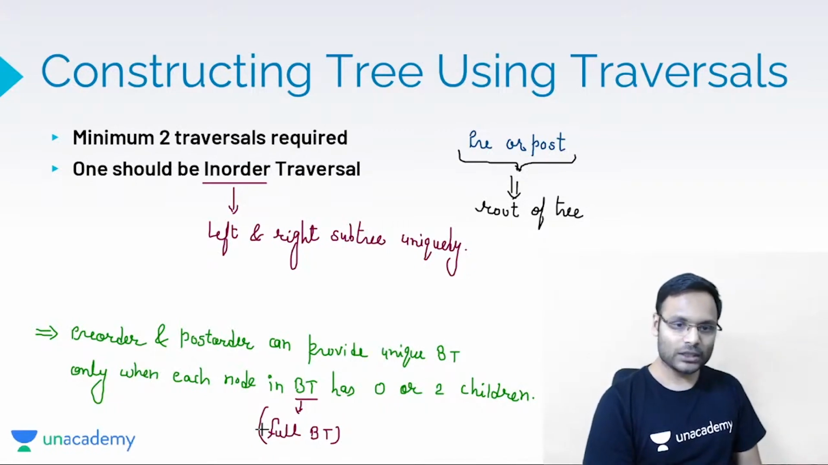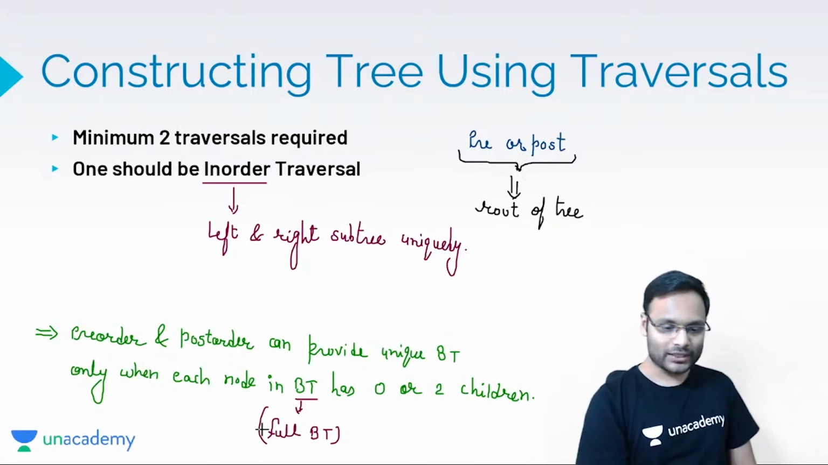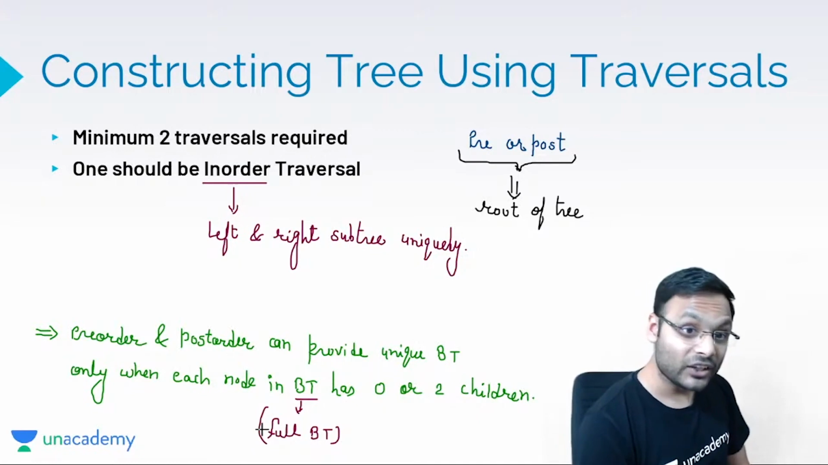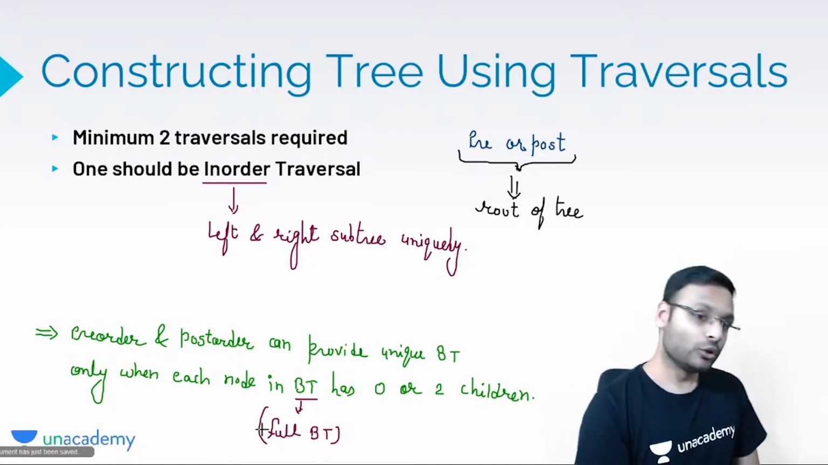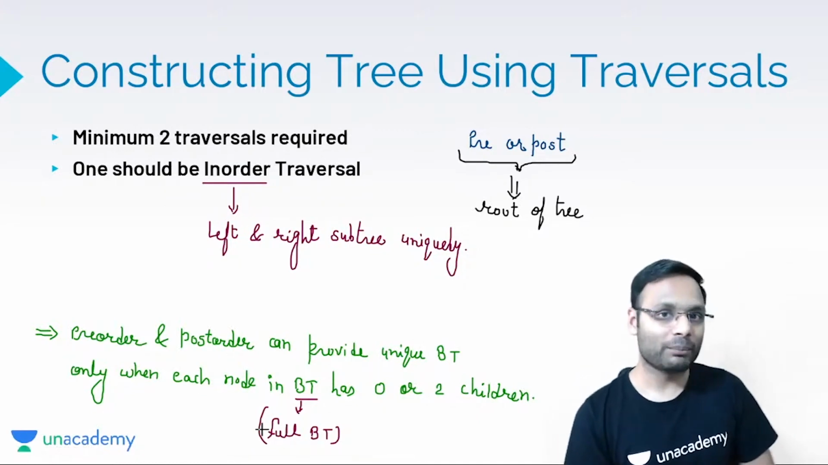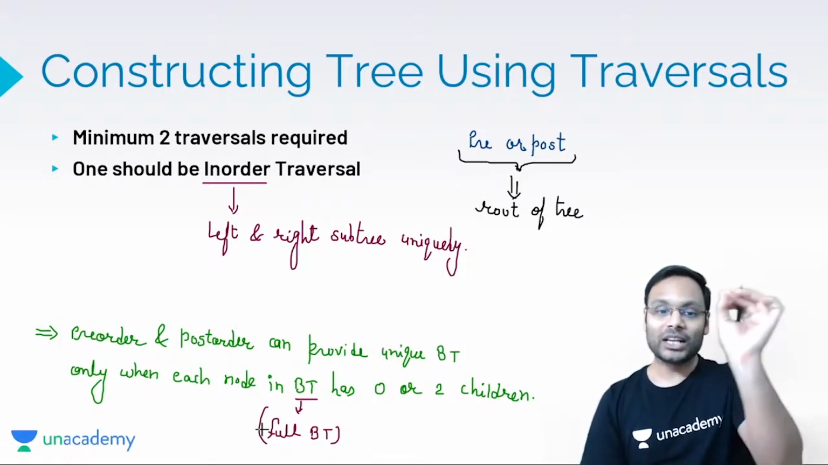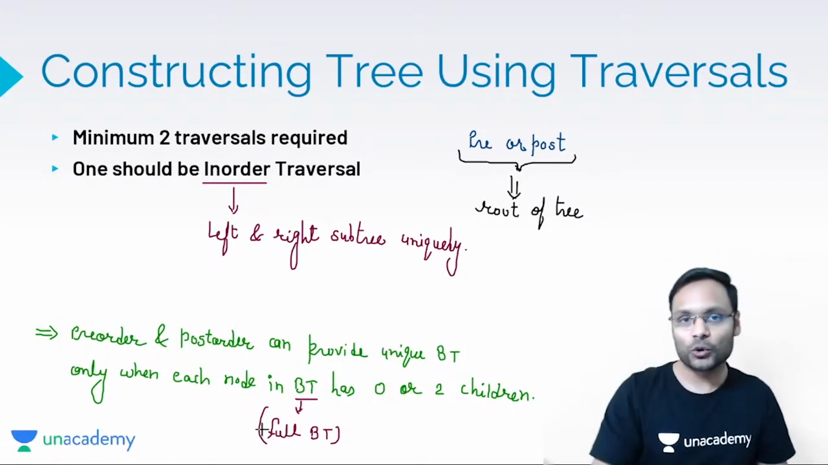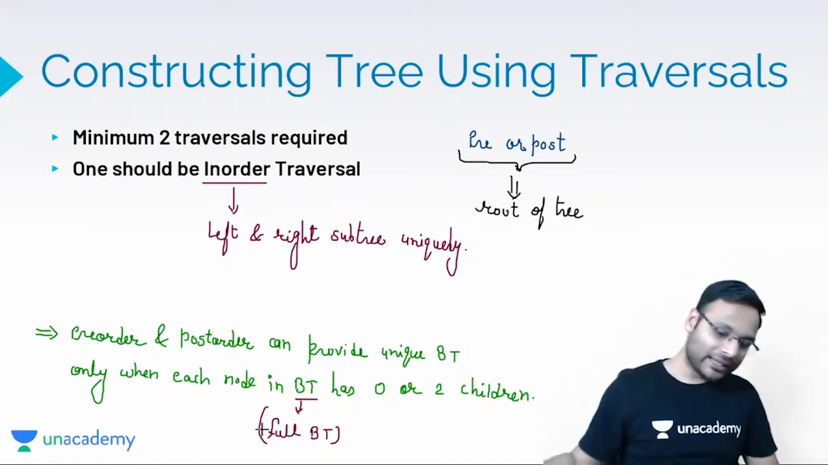उसको full binary tree बोलते हैं. राहुल, एक चाइल्ड भी तो हो सकता है किसी नोड का. तो अगर एक चाइल्ड हुआ किसी नोड का, तो अगर ऐसा बाइनरी ट्री है जिसमें एक चाइल्ड भी है किसी नोड का, तो वो प्री और पोस्ट से नहीं बन पाएगा. प्री और पोस्ट से वही पर्टिकुलर ट्री बन पाएगा जिसमें हर एक नोड के या तो 0 चाइल्ड है या 2. एक चाइल्ड वाला नोड ही नहीं है.